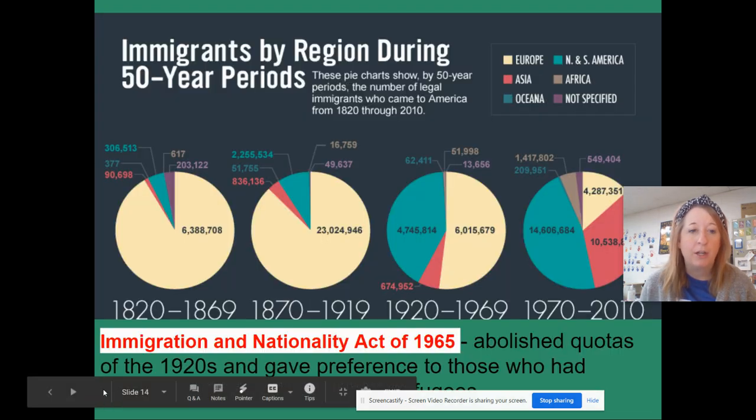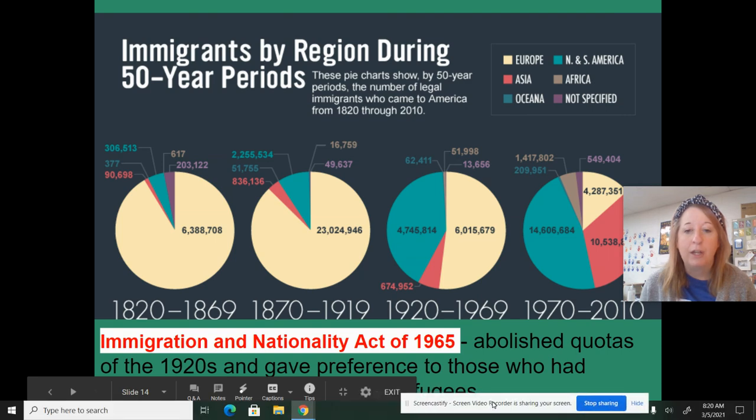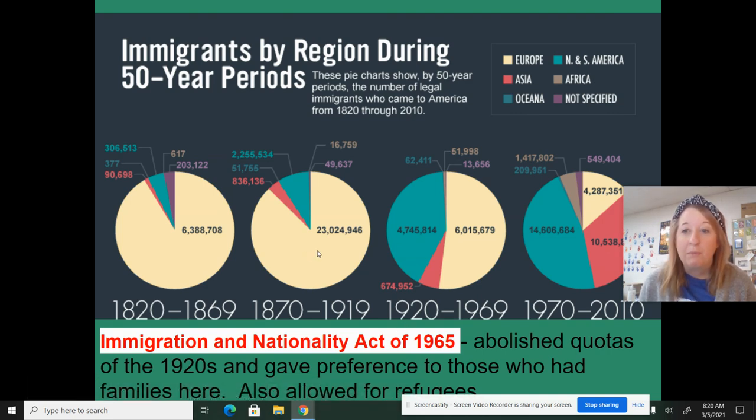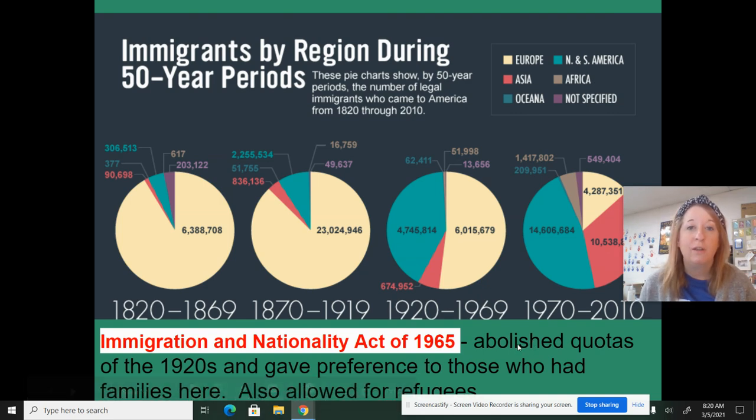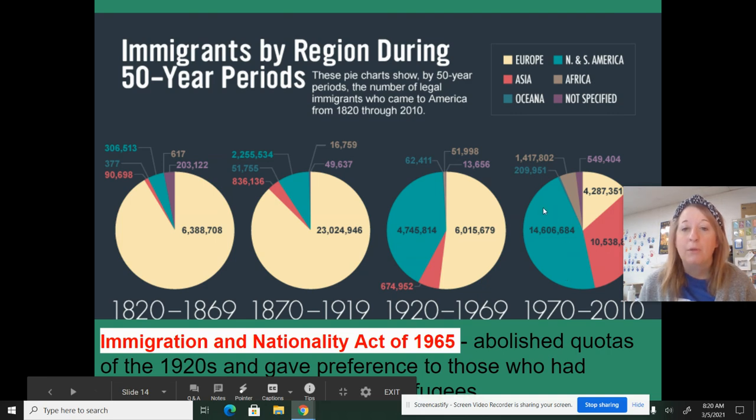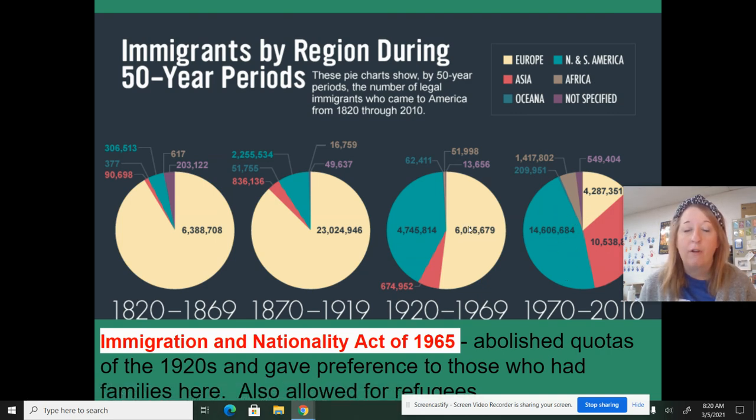One other thing I'd like to mention here, just because this is something that LBJ addresses, is the Immigration and Nationality Act of 1965. So we haven't spoken much about immigration since the 1920s, but what this law did is it abolished all of the quota laws of the 1920s that tried to limit Southern and Eastern Europeans. And it gave preference to those who had family here. And it also allowed for refugees, specifically from countries like Vietnam and Cuba, escaping communism. But you'll also notice that where immigrants are coming from is changing drastically. So we no longer see a majority coming from Europe, but now we're going to start to see more from Central and South America and Asia going forward.